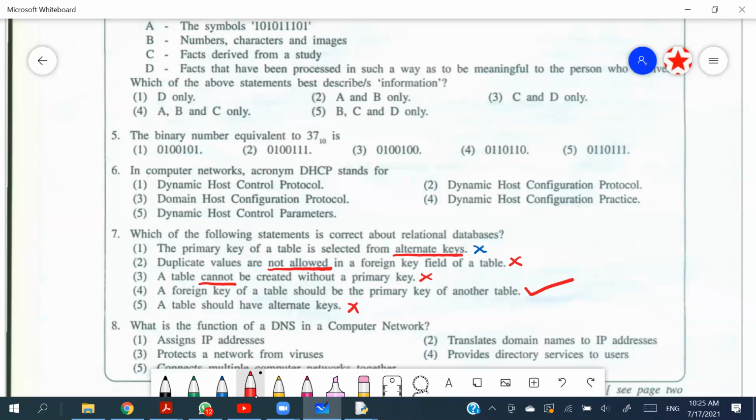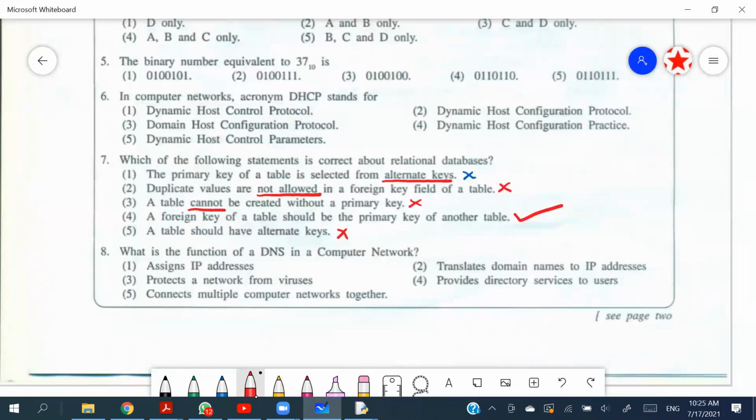Eighth. So it is asking what is the function of a DNS in a computer network? This is clearly a theory question, right? DNS is doing what? Mapping domain names into IP addresses. That is the function. Translate domain names into IP address. So the second one is going to be the answer, right?